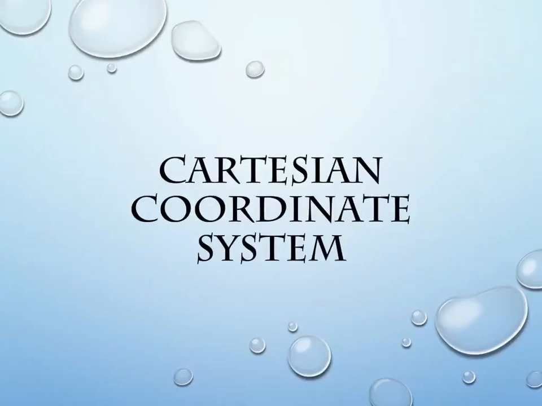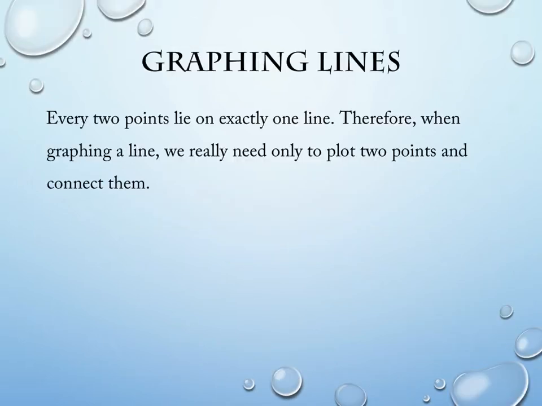Today we're going to take a look at the Cartesian coordinate system. In particular, we're going to talk about graphs and, again in particular, graphs of lines. To start with, I'm going to talk a little bit about one observation about graphing of lines that is true.